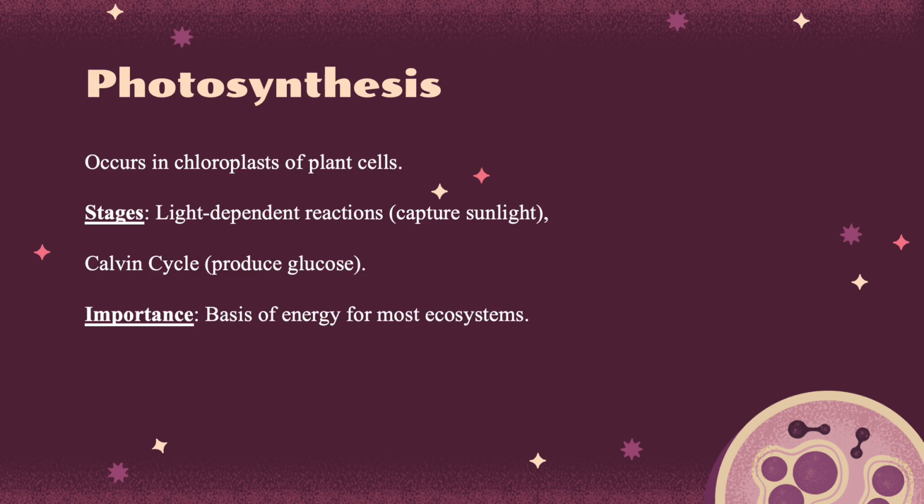Lastly, we have photosynthesis. Photosynthesis occurs in the chloroplasts, primarily in the plant leaves, and has two main stages. First, we have light-dependent reactions. This is where the sunlight splits water molecules to produce energy-rich molecules like ATP while releasing oxygen. Then, we have the Calvin cycle. This is where the carbon dioxide is fixed into glucose using the energy from the first stage, and together, these processes allow the plants to produce food and oxygen.